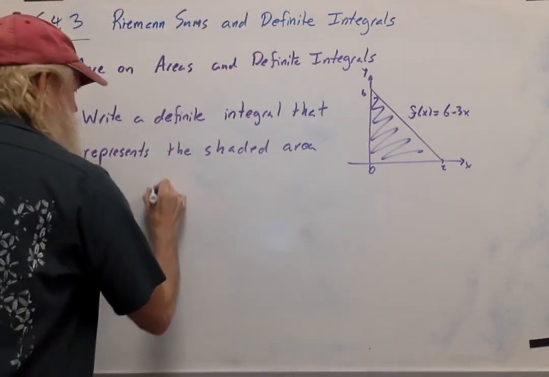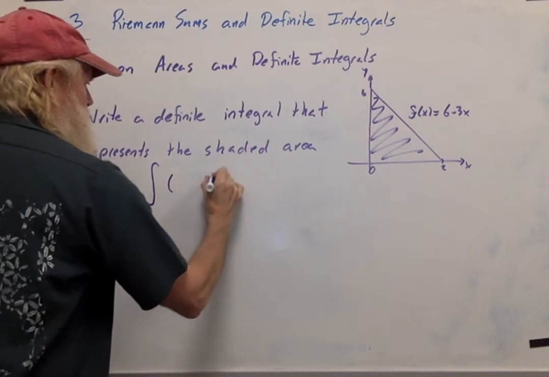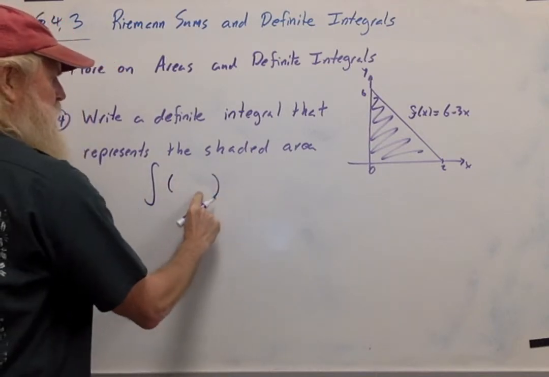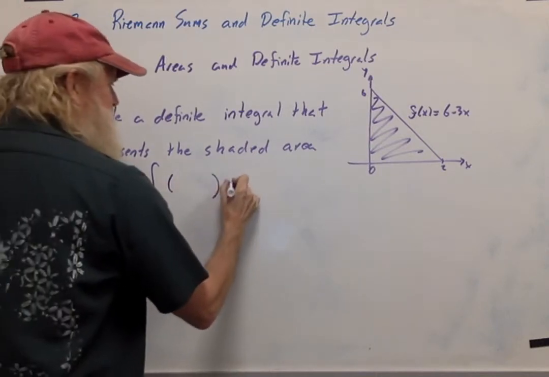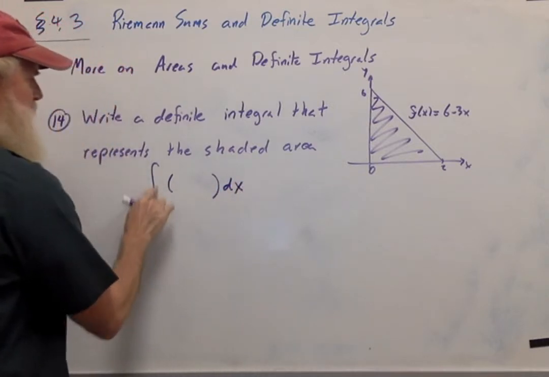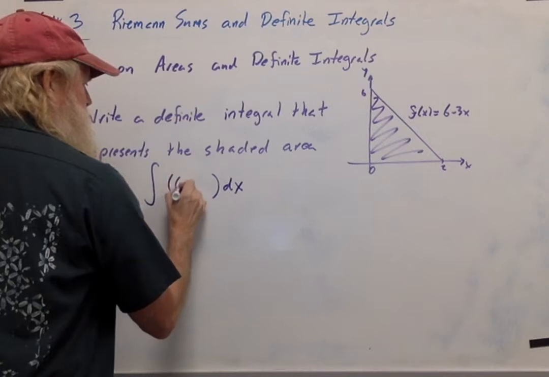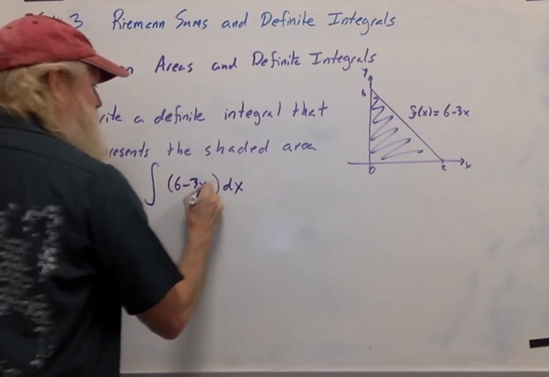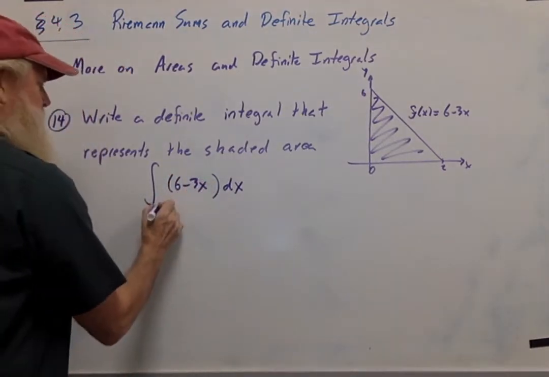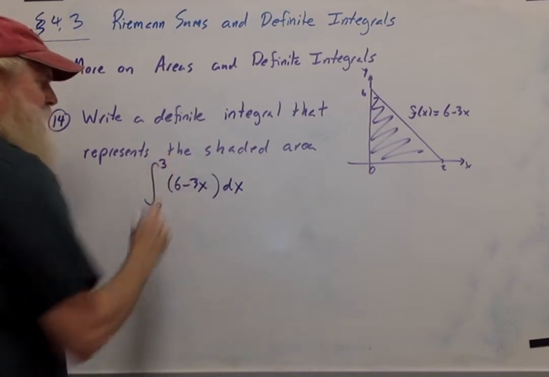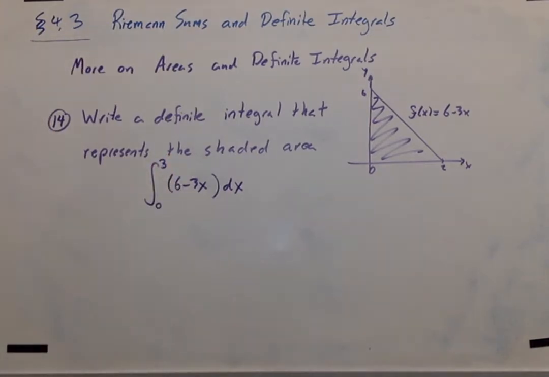Well, this isn't bad at all. Remember that the format is to put the function here and then dx, and write the endpoints of the interval along the x-axis here. So 6 minus 3x is the function, and we're going from 0 to 2 along the x-axis.